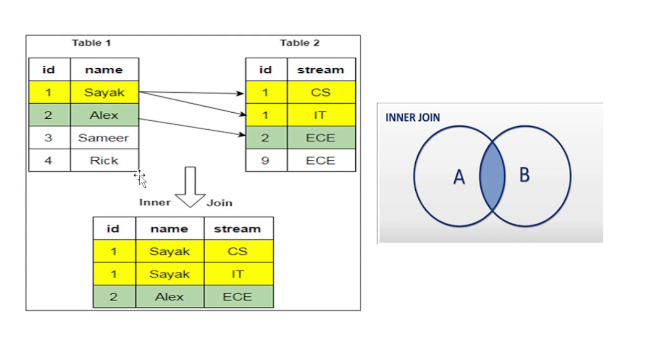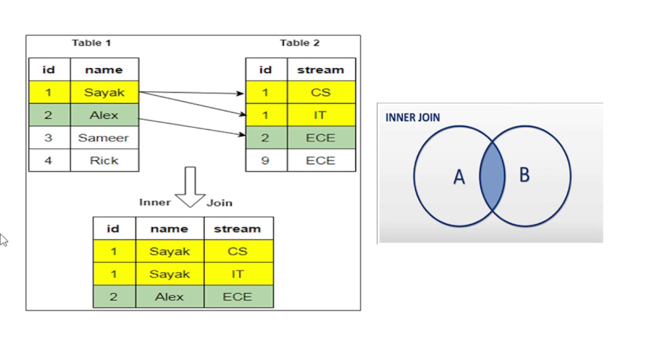As per the definition of the inner join, in the outcome table we will have only the common data, and we are applying the join on the basis of IDs. So we will have the common data: we have Sayak two times because he enrolled for CS and IT, two courses, and we have Alex. But there is no value for Samir and Rick. So this is the inner join.